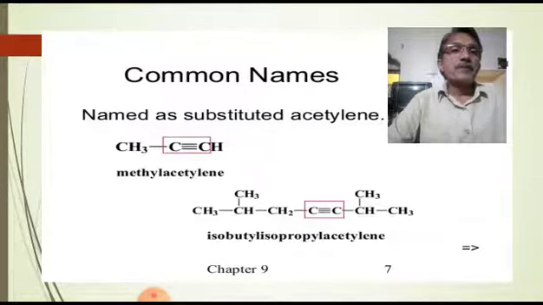Common names are named as substituted acetylenes. Example, CH3, C triple bond CH. This is methyl acetylene. The common name is methyl acetylene. Second example, isobutyl isopropyl acetylene. Since in alphabetical order, B comes before P, it is isobutyl isopropyl acetylene.